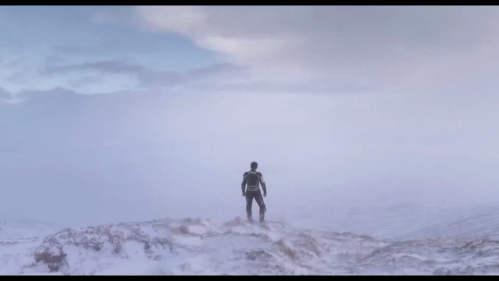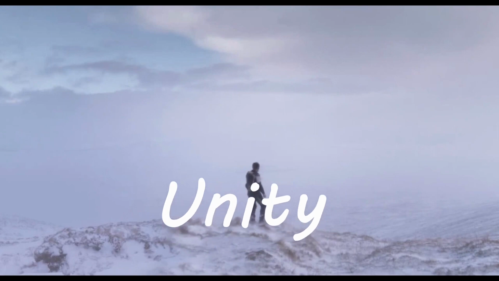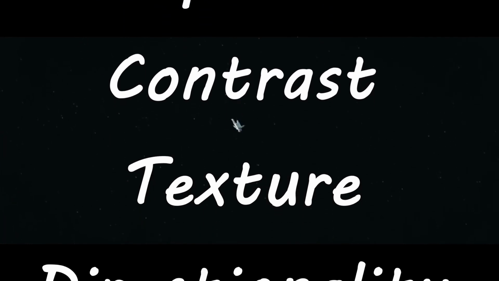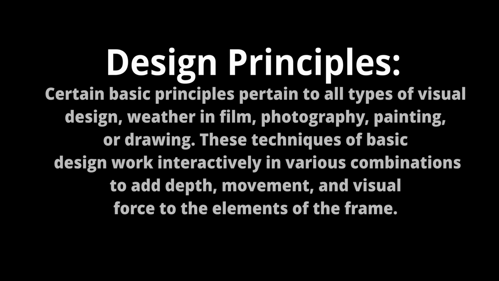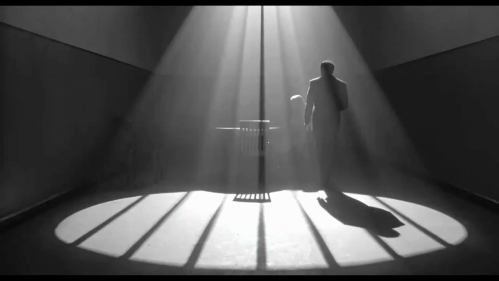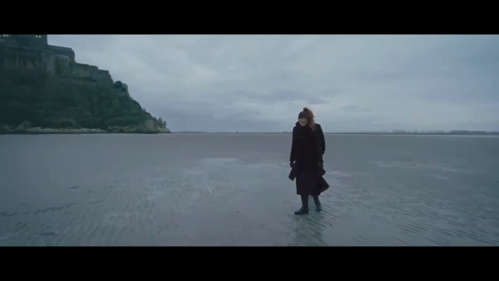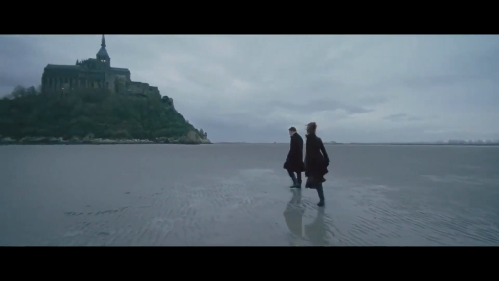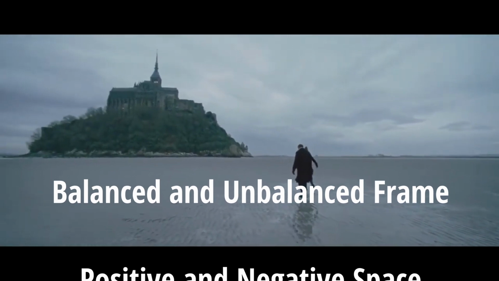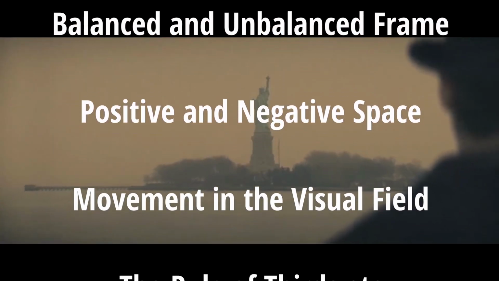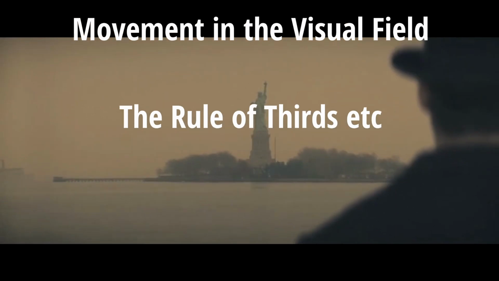To accomplish this, you must have an understanding of the design principles like unity, balance, visual tension, rhythm, proportion, contrast, texture, directionality. And an understanding of the forces of visual organization that create a visual field, making the composition coherent and guiding the eye and brain as it puts the information together, like balanced and unbalanced frame, positive and negative space, movement in the visual field, the rule of thirds, etc.